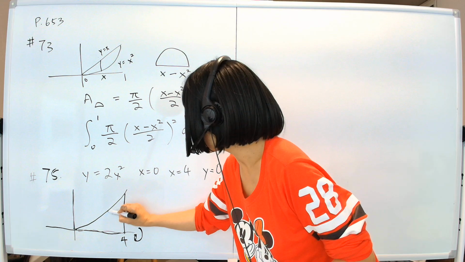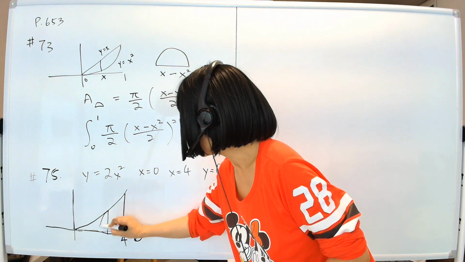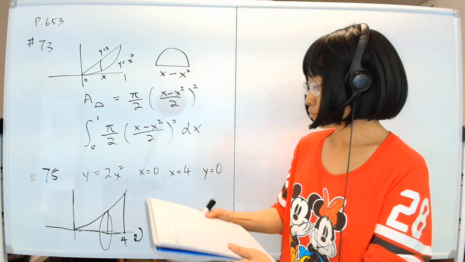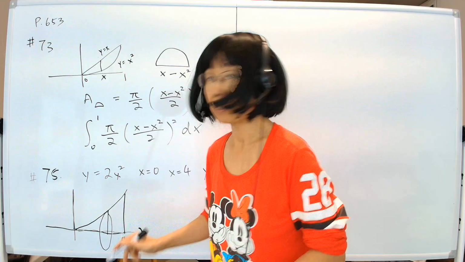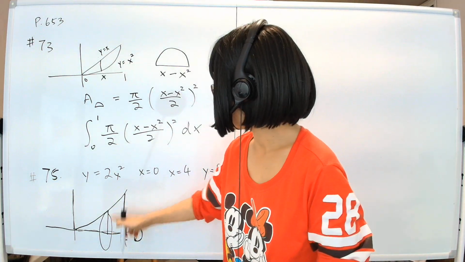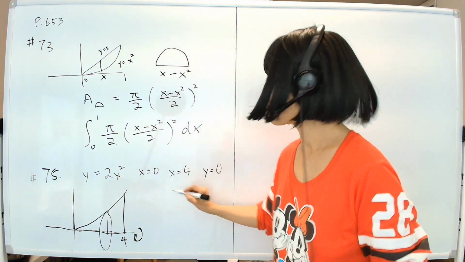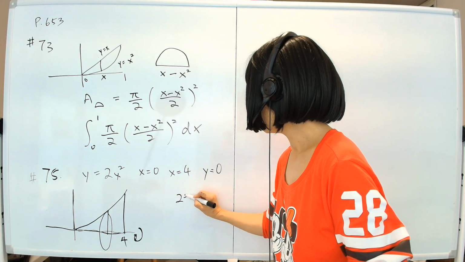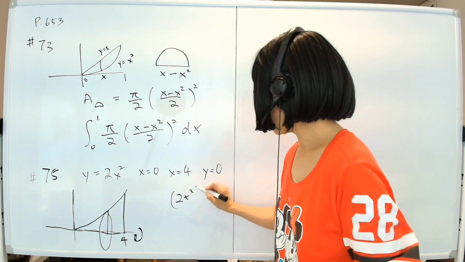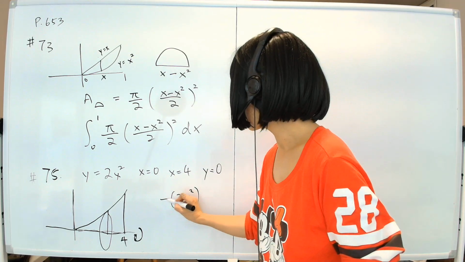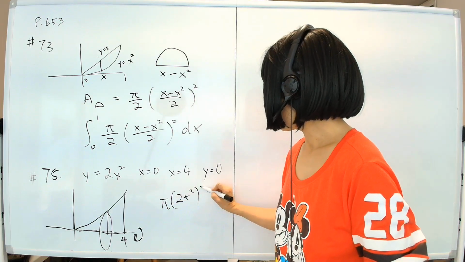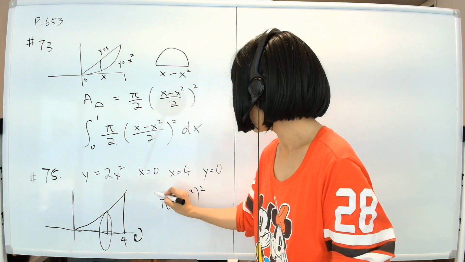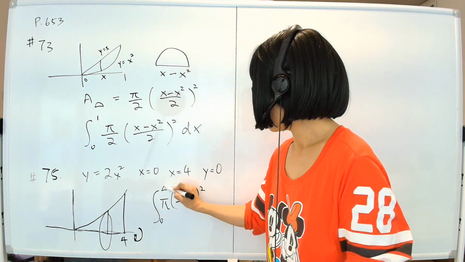The disk method says that we're going to draw a disk. Here's one of the sample disks, and then we need to figure out the area of the disk. The radius of the disk is 2x squared. So we'll write that down, 2x squared. The area then is pi r squared, so that's squared. And then the volume is the integral from 0 to 4 of this thing, dx.